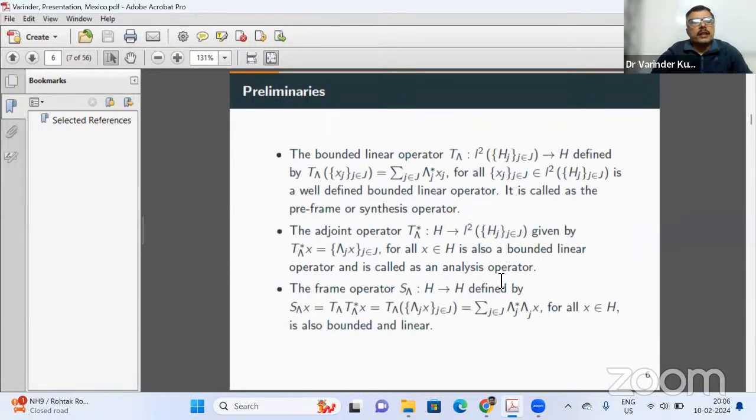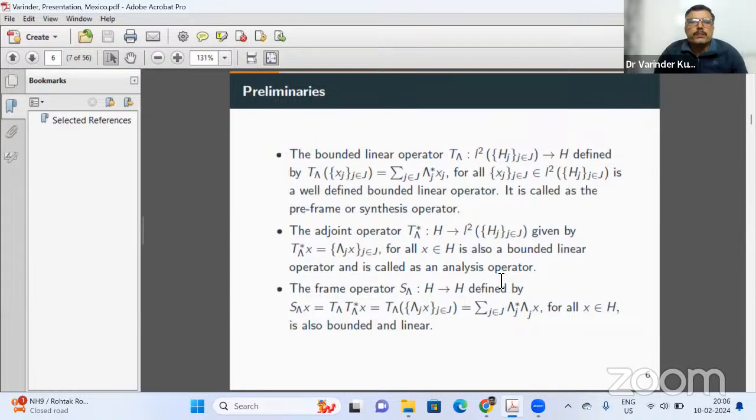Then from these concepts of G frames, we can define the pre-frame operator, the analysis operator and the frame operator. We have not done that for earlier cases because that might have been done in yesterday's lectures by many speakers. So we are doing it for this KG frame because we'll be dealing mainly with KG and 2 KG frames. So these operators are going to play an important role, and we might be interested in knowing how these operators act.